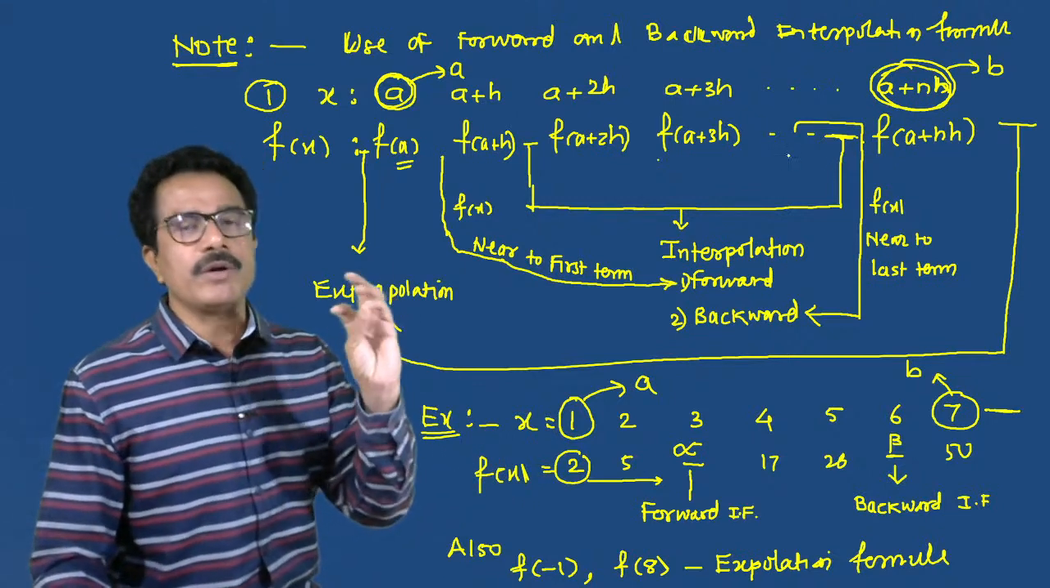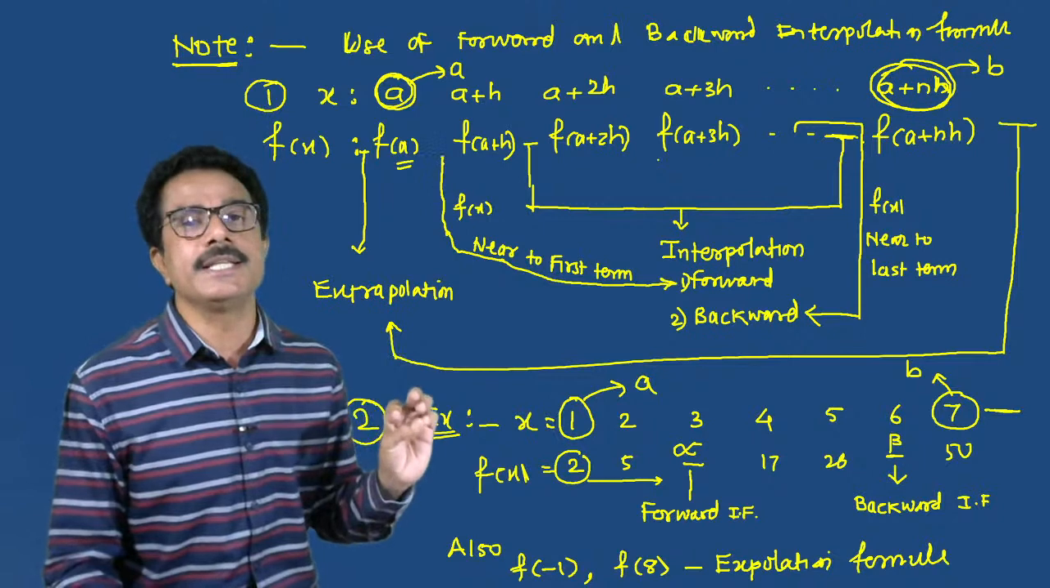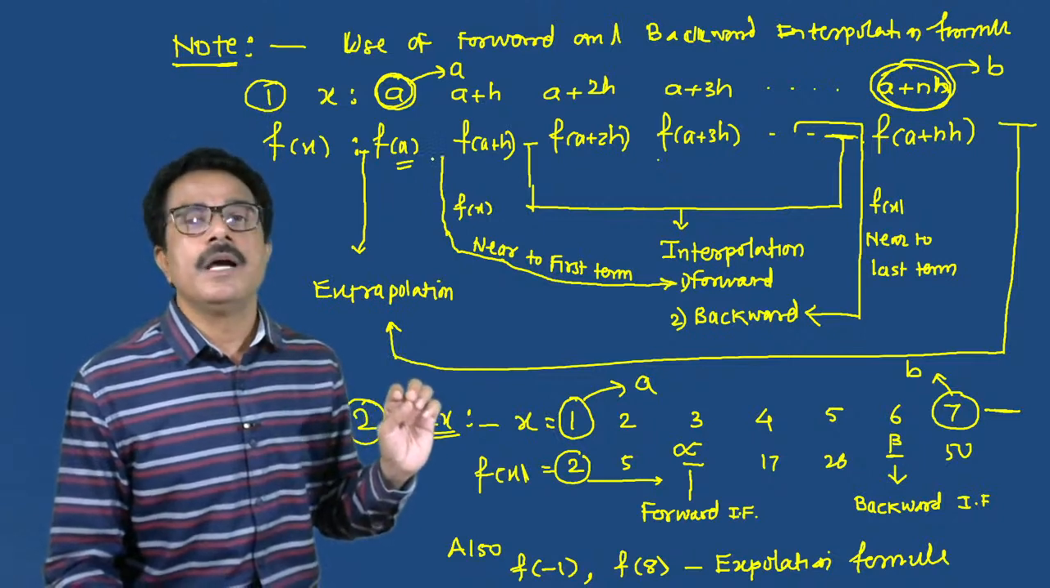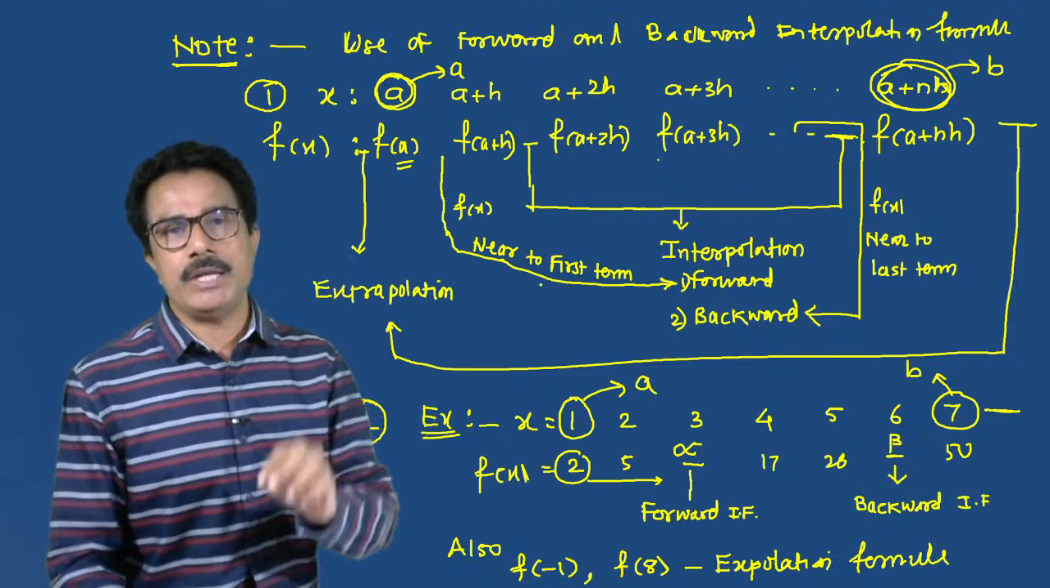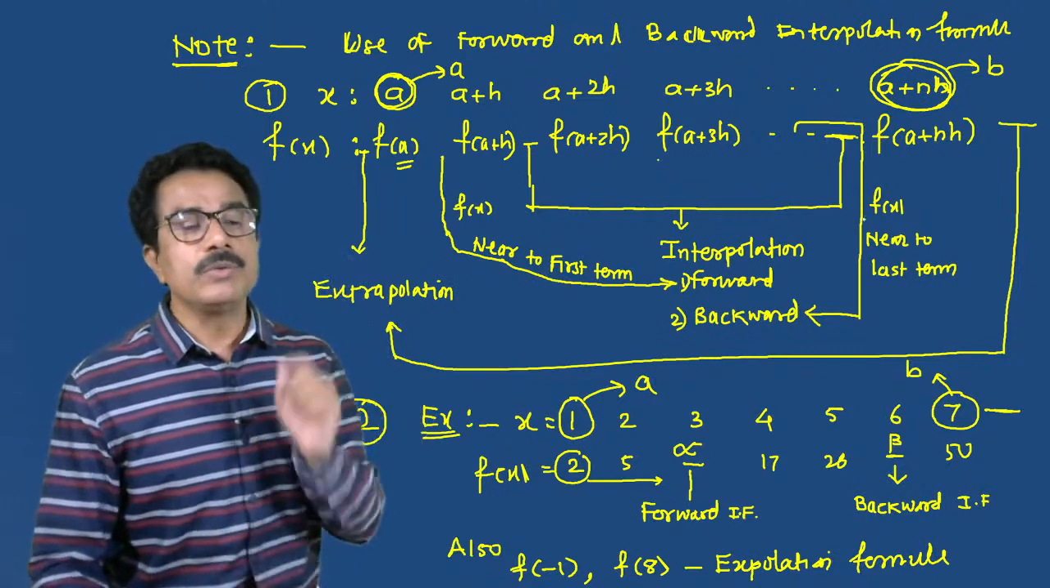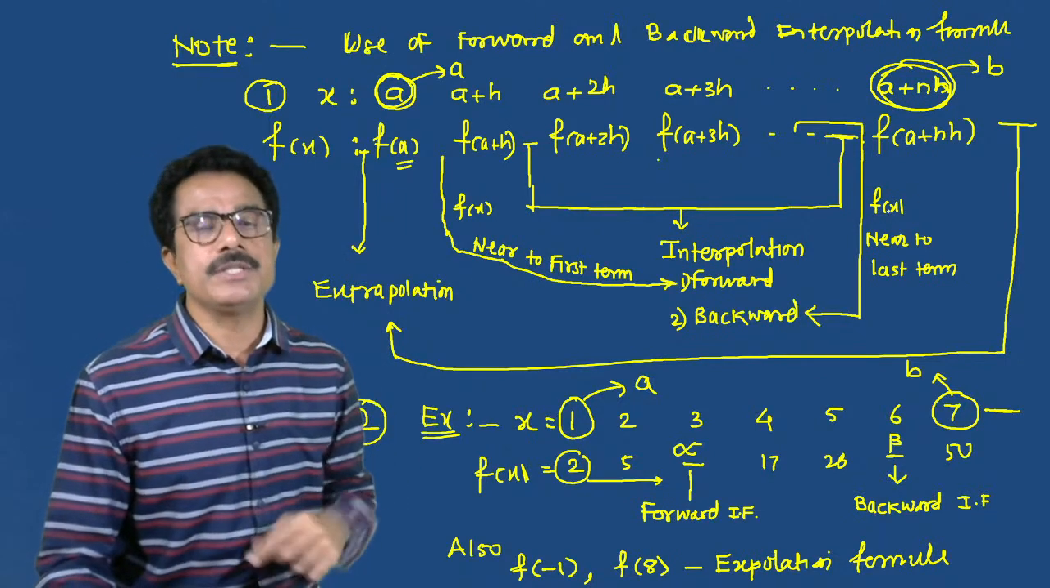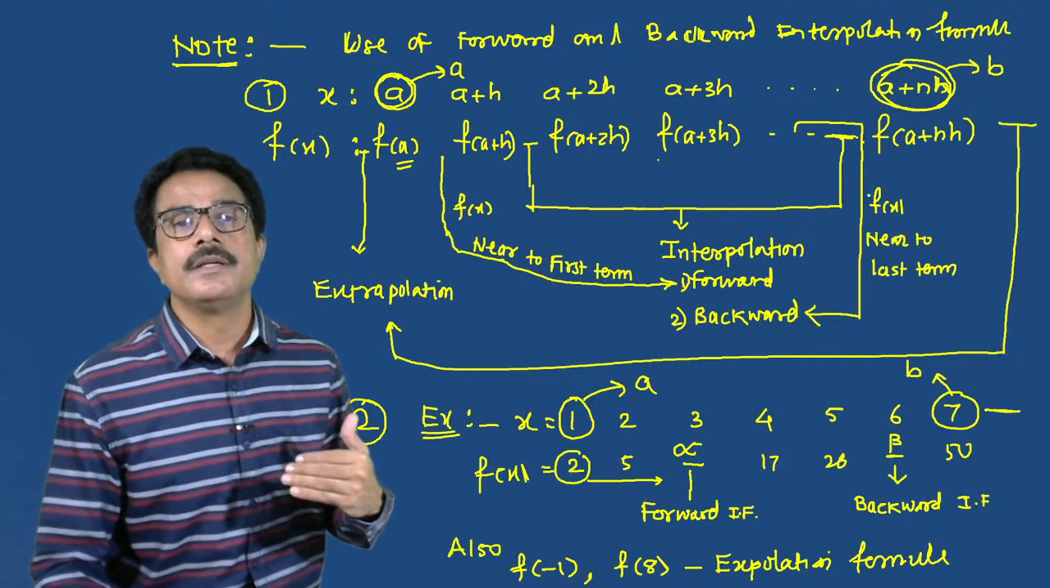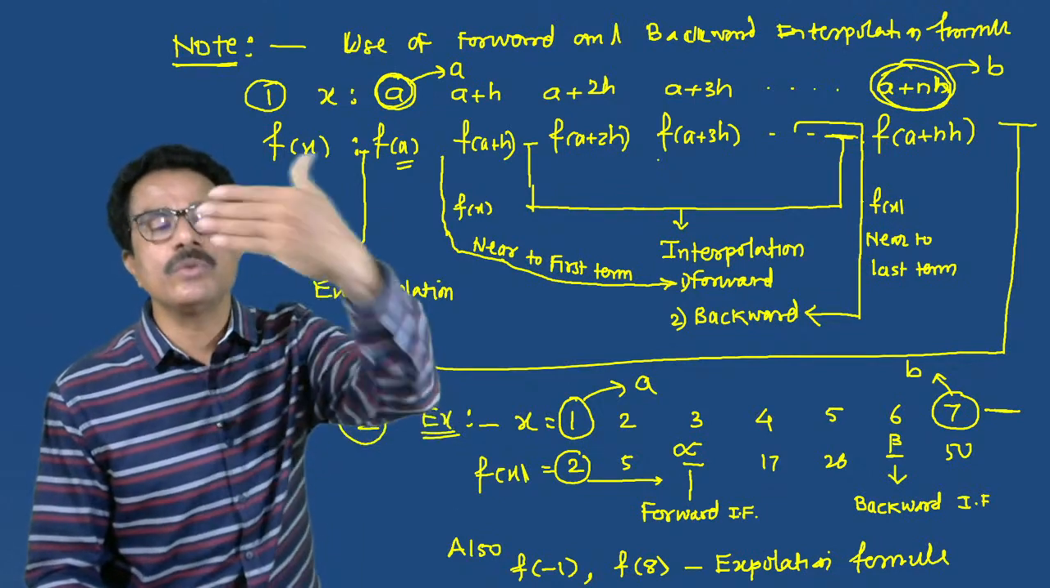Newton's forward formula is used to find the unknown term nearer to the first value. Newton's backward interpolation formula is used to find the unknown term which is nearer to the last value.